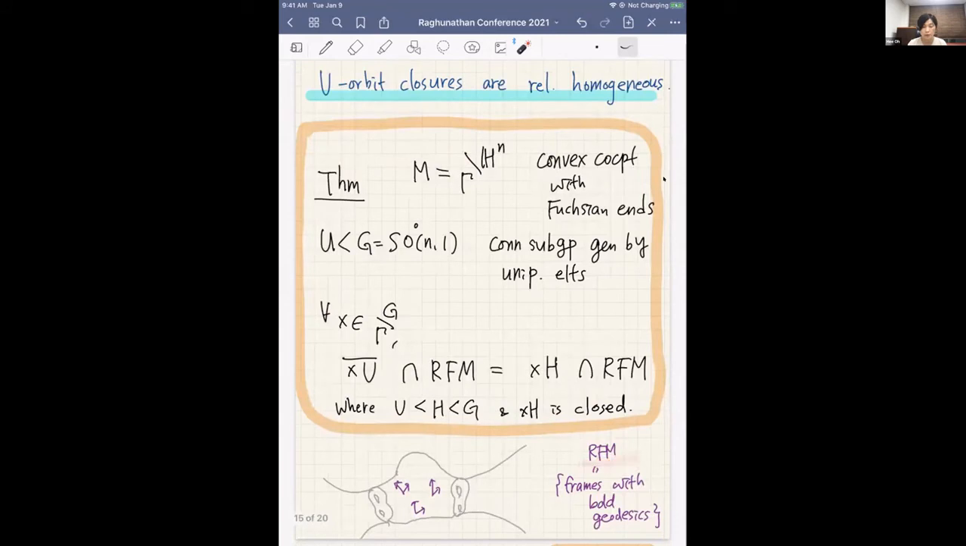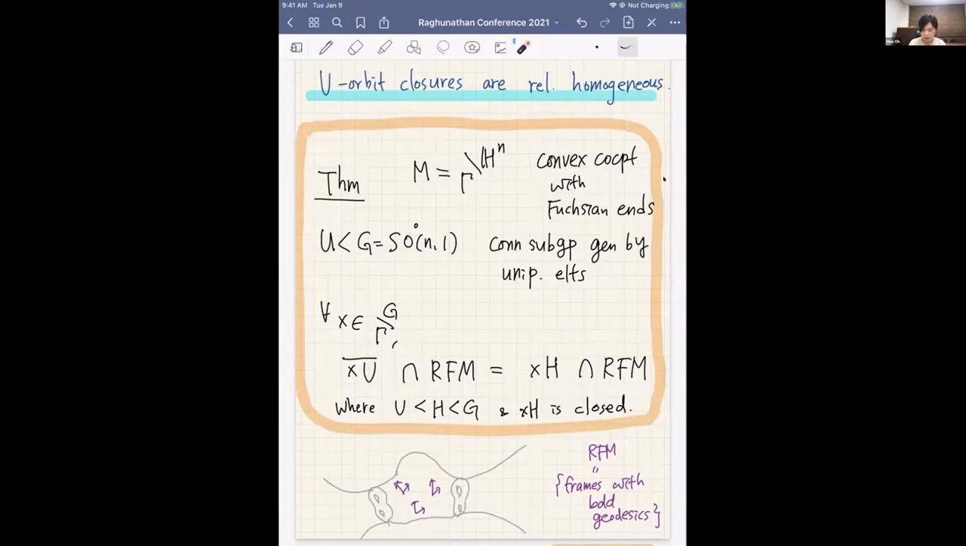This is short for renormalized frame bundle, and I think this terminology was first used by Sullivan. Remember I said G mod gamma can be considered as the frame bundle of the hyperbolic manifold. So instead of points, we have all the frames in this hyperbolic manifold. When you have a frame, the first vector always determines a geodesic in the hyperbolic manifold. Then the renormalized frame bundle consists of frames with bounded geodesics.